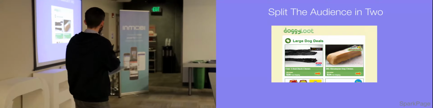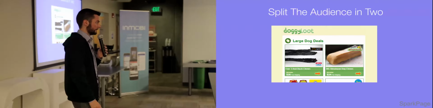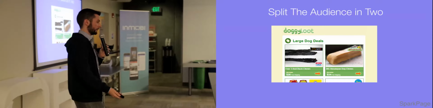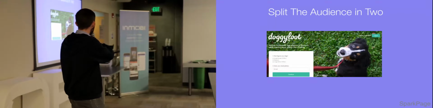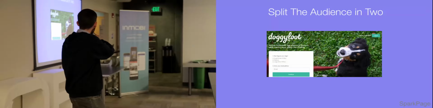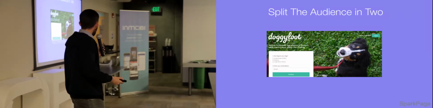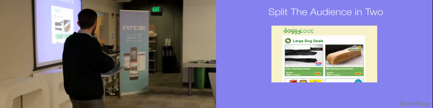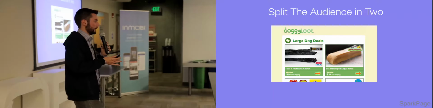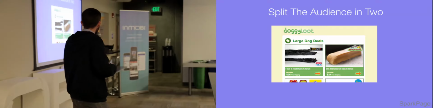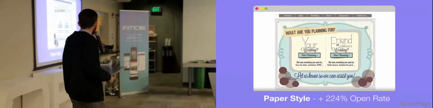So Doggy Loot did this by asking, is your dog a large dog or a small dog? This is their sign-up flow. It used to be enter your email address, and now it's enter your email address, how big is your dog? And I'll read it because it's a bit blurred: is your dog small, medium, or large? And then they were able to send you large dog deals, because you weren't buying a massive basket for a little chihuahua. It made a huge difference.